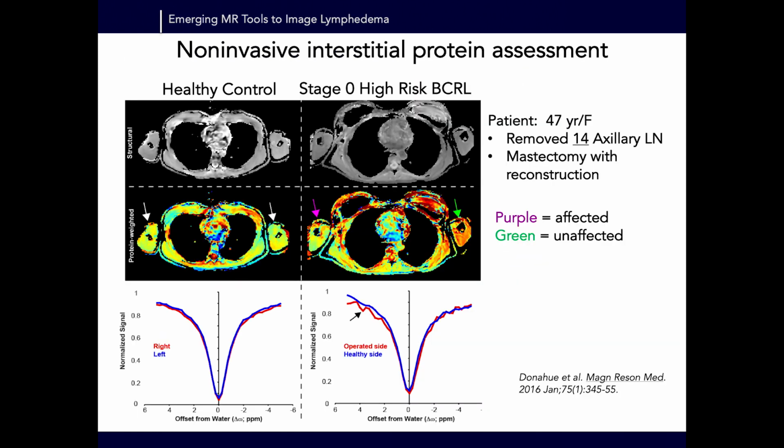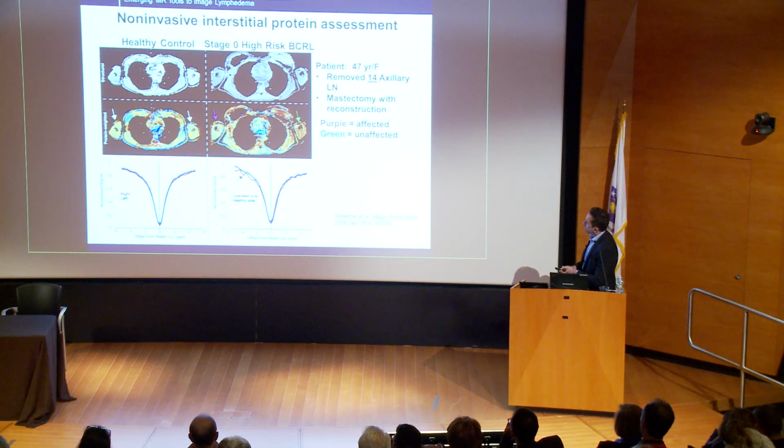And this is just an example of what this looks like in a healthy control and in a lymphedema patient. So this is a control, the region that we're looking at through the axilla here. If you look at this protein-weighted signal in the healthy control in this spectrum, this is the signal that you get for these different resonance frequencies. And these interstitial proteins resonate right around 3.5 ppm. And you see that it's pretty symmetric here. You don't see many bumps either on the right or the left side.